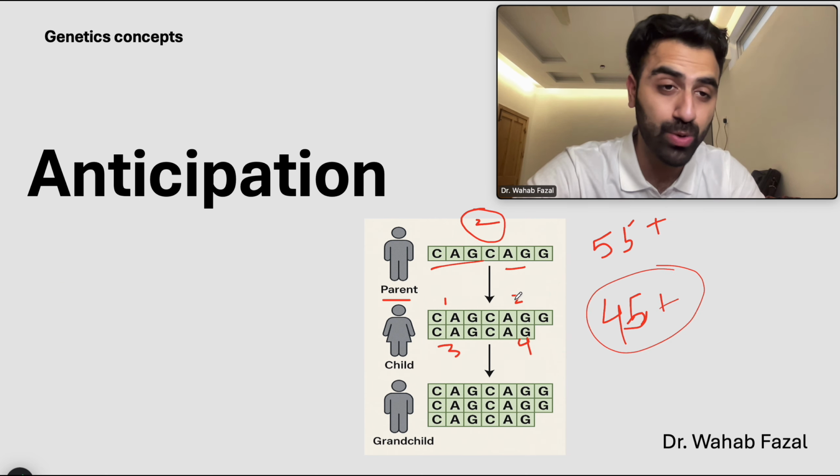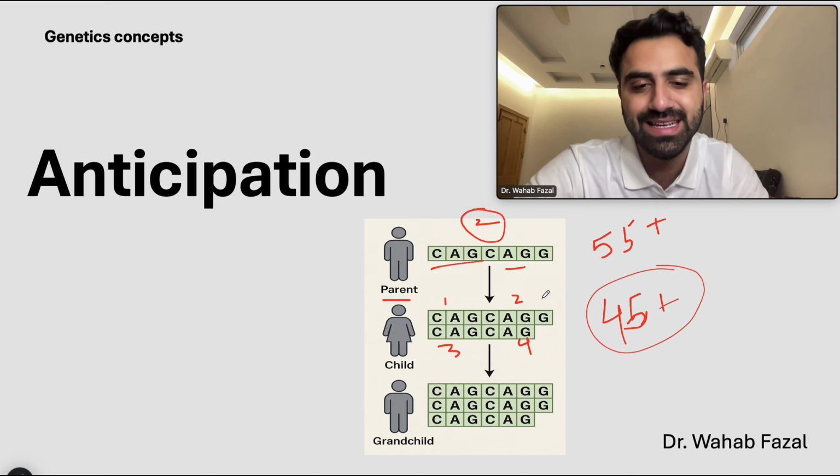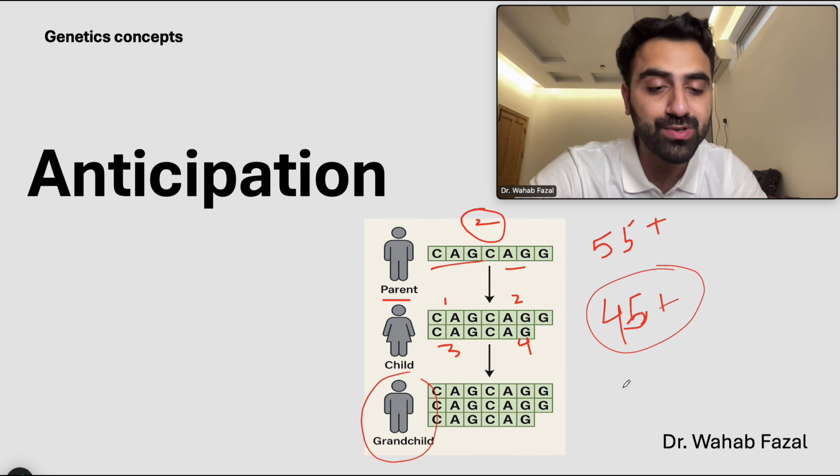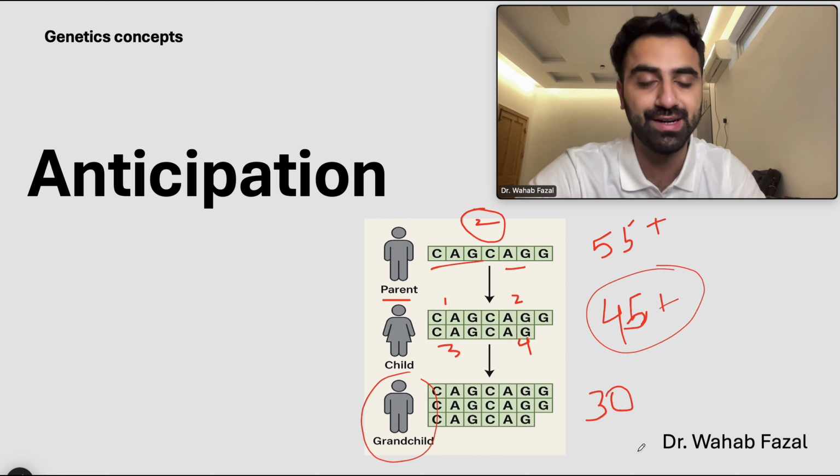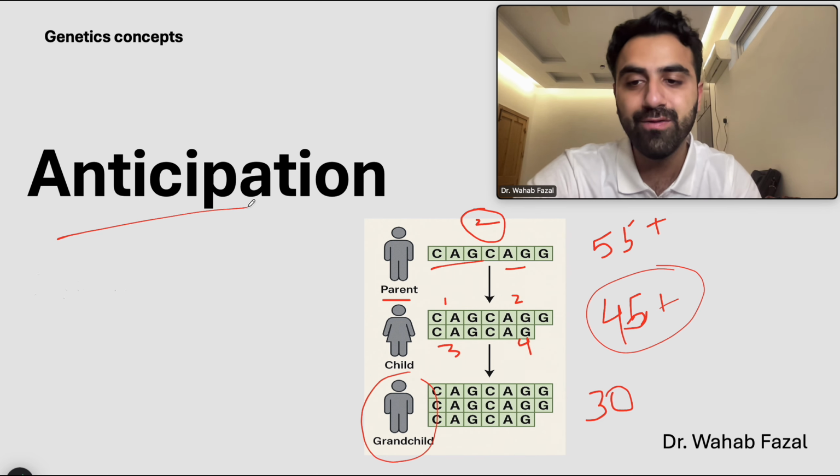This DNA is not okay. This DNA is wrong. This DNA is bad. We don't want DNA to repeat again and again like this. And then their grandchild possesses the same disease at, let's say, 30 years old. This is the concept of anticipation.